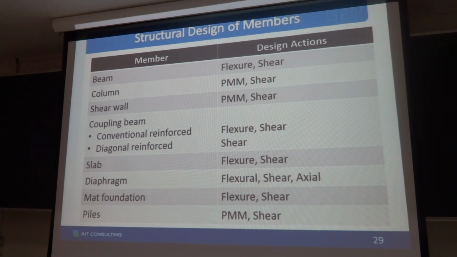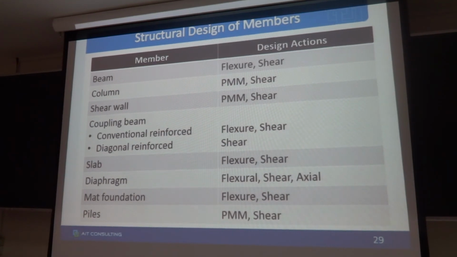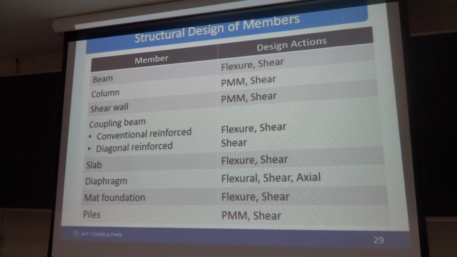If you design the column for gravity load alone, the shear will not be dominant. But if you design for lateral load, you have to consider the shear carefully. Another one is the shear walls. For shear walls, you have to consider both PMM and shear, but you check only in-plane shear. In columns, you have to design for two directions, V2 and V3.